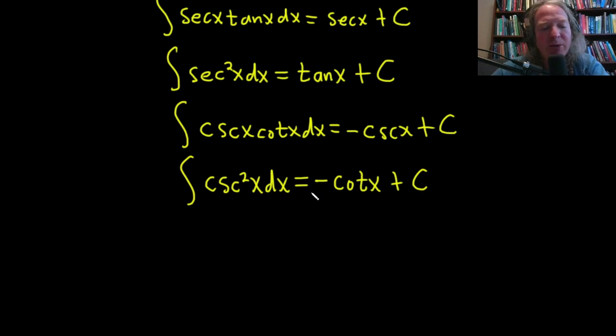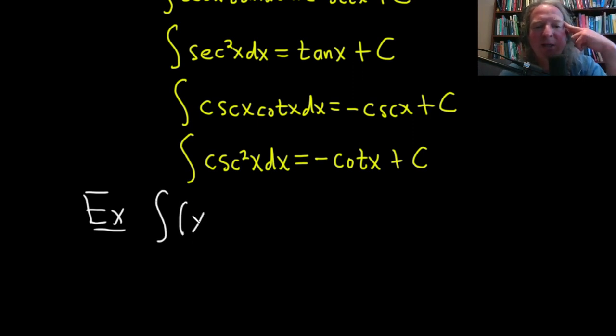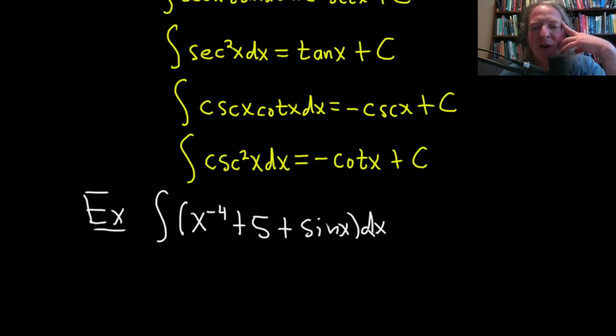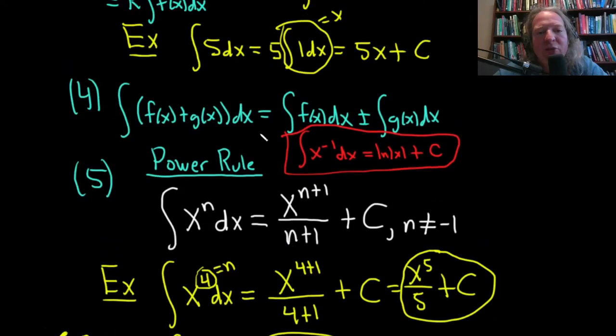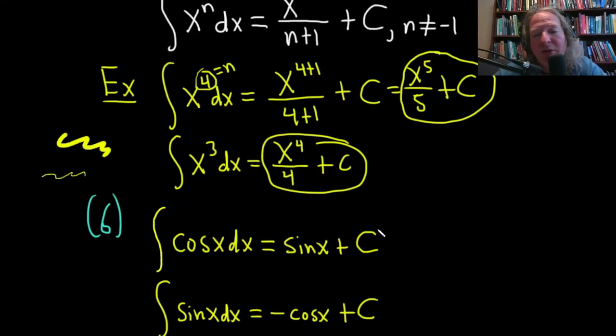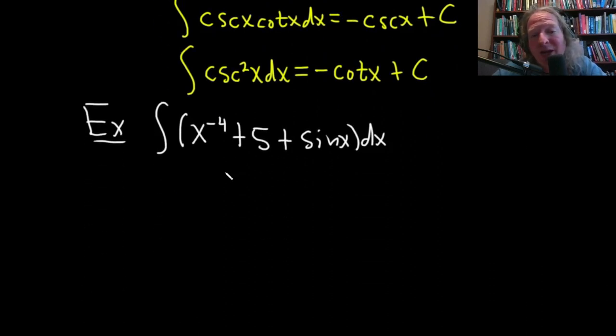Let's go ahead and do an example. I'm going to switch back to white. And let's just do a simple example here. Let's say we have x to the negative 4, maybe not so simple, plus 5, plus sine x dx. So now we have three terms, right? And we saw earlier that one of the rules said if we have two terms, we can break it up into two pieces. But if you have three, you can do it also. You can break it up into three. The rule can be easily generalized to any finite number of terms inside the integrand.